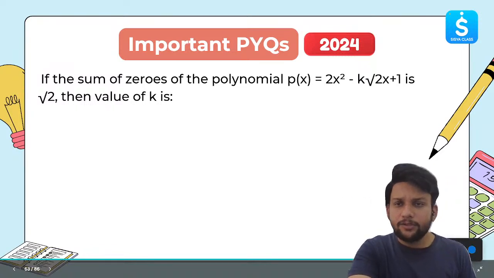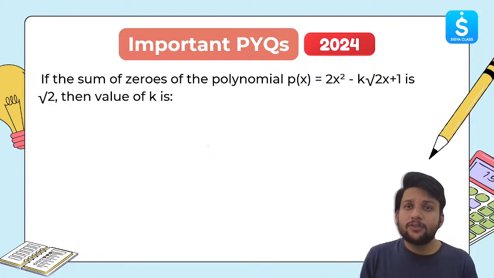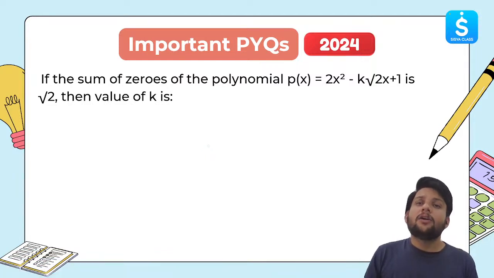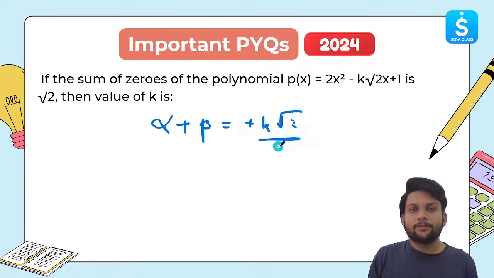Let's do one more question. What is the question? If the sum of the zeros of the polynomial p of x equals 2x square minus k root 2 x plus 1 is root 2, what is the value of k? Again, the sum of zeros is given, that means we are given alpha plus beta. What is the value of alpha plus beta? Minus b by a. That is minus of minus k root 2, that is plus k root 2 over 2.